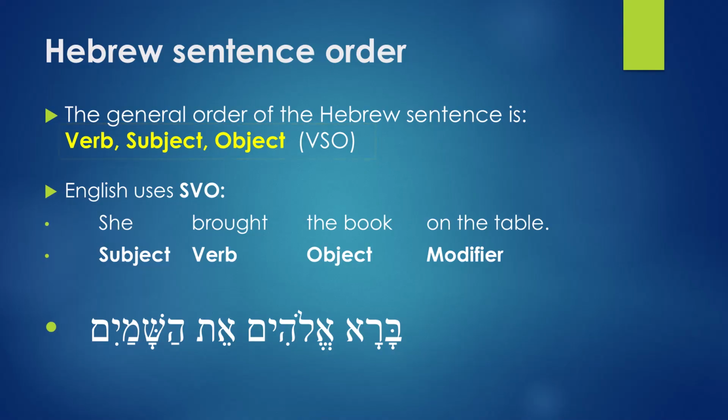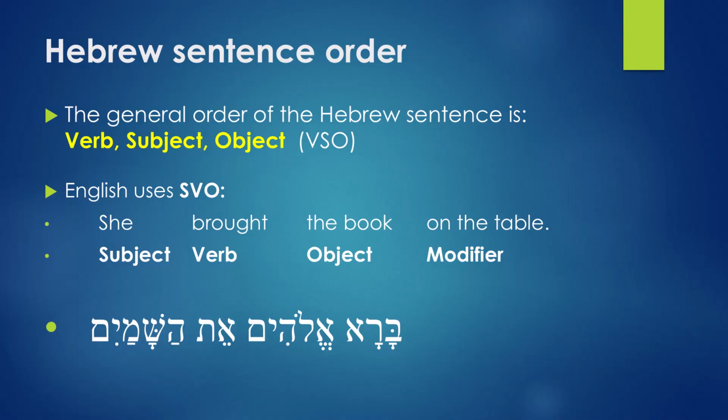Verb, subject, object. But English uses SVO, which is subject, verb, object. In English, you say, she brought the book on the table. She is the subject, brought is the verb, the book is the object. But Hebrew uses verb, subject, object. In Hebrew, you start with the verb, then you come to the subject, the person doing the action, then you come to the receiver of the action, the object. So in Hebrew, this sentence would read, brought she the book.